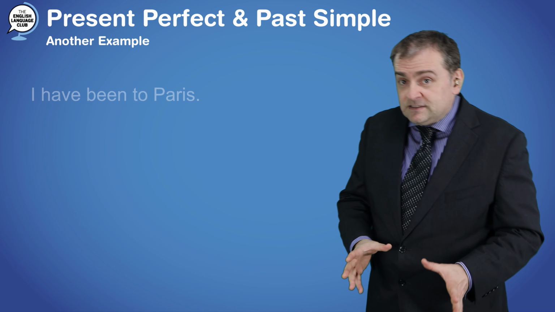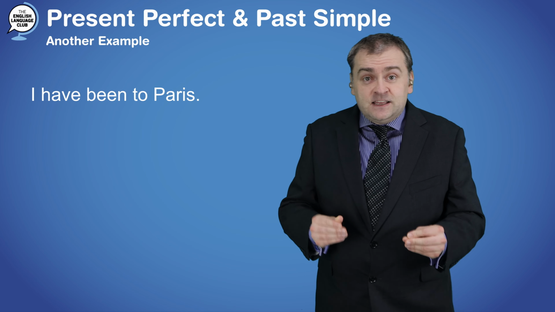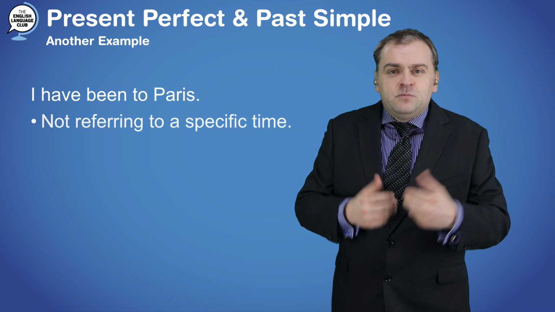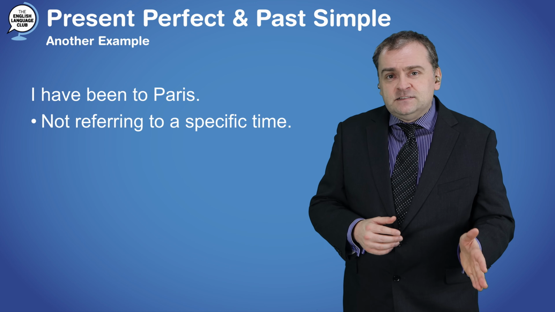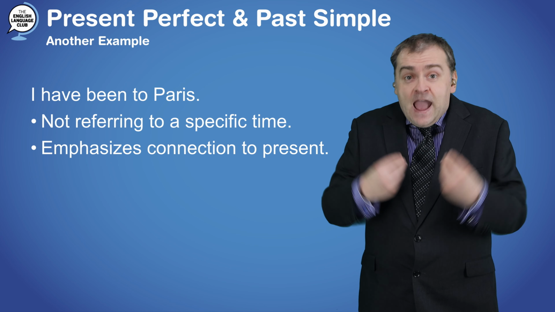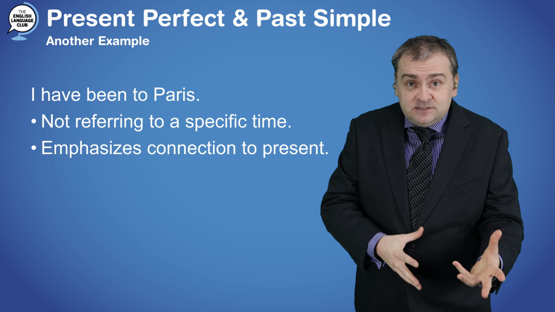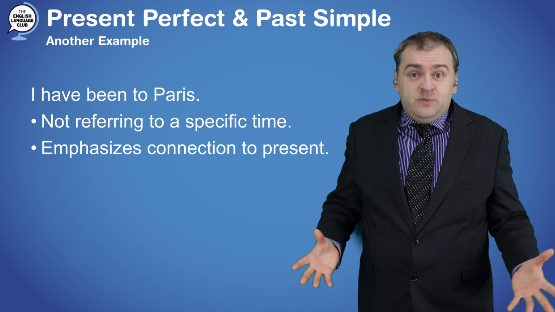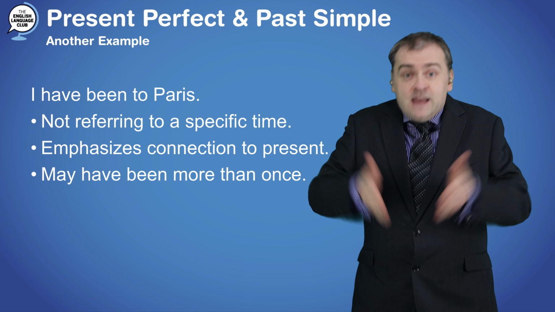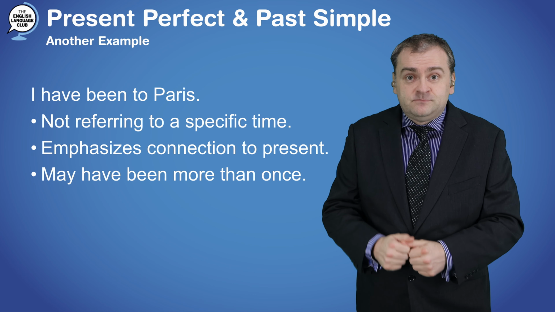In the present perfect, I have been to Paris, the sentence tells us that the speaker has visited Paris at some point in the past. But it isn't referring to a specific event. They're saying that now they have the memory or experience of being in Paris. The speaker may have been many times to Paris, all of which contribute to them now having that memory or experience or knowledge.